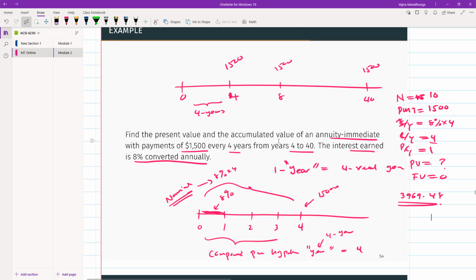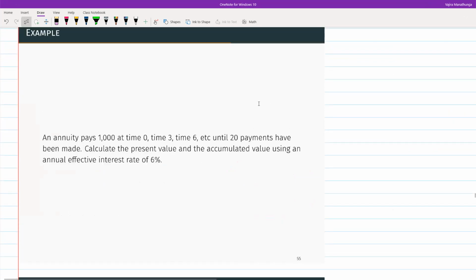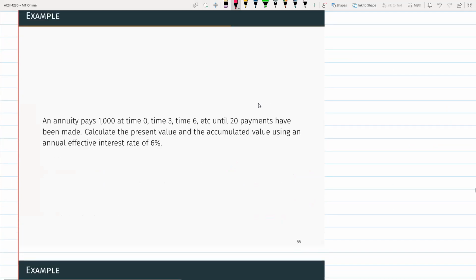You can calculate the future value too. In that setup, you set the present value to 0 and you calculate the future value. I will leave that for you to do. Here is another problem. An annuity pays 1,000 at time 0, time 3, time 6 until 20 payments have been made. Calculate the present value and the current value using an annual effective rate of 6%.